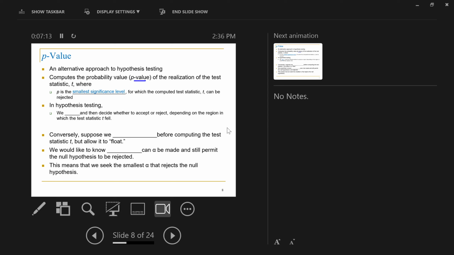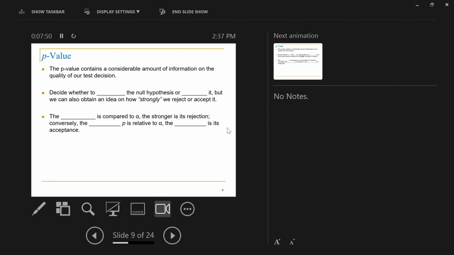So in hypothesis testing, we fix alpha and then decide whether to accept or reject, depending on the region in which the test statistic t fell. Conversely, suppose that we do not fix alpha before computing the test statistic t, but allow it to float. We would like to know how small alpha can be made and still permit the null hypothesis to be rejected. This means that we seek the smallest alpha that rejects the null hypothesis.